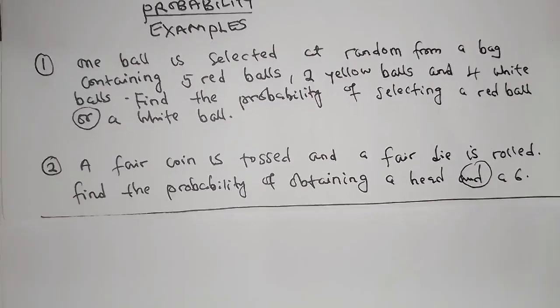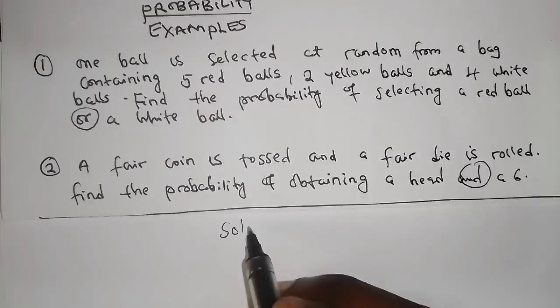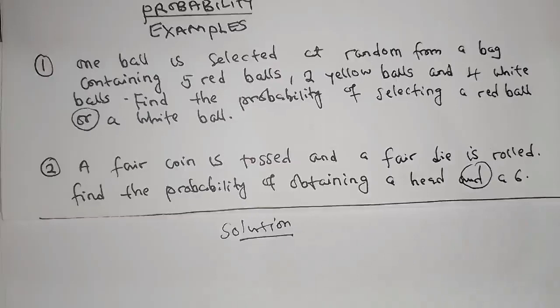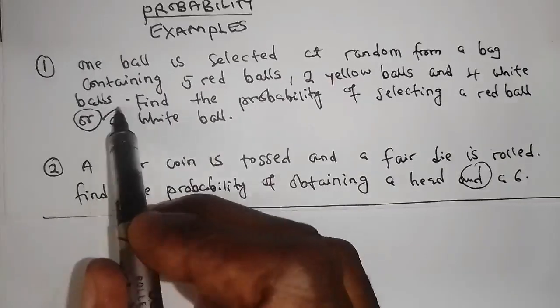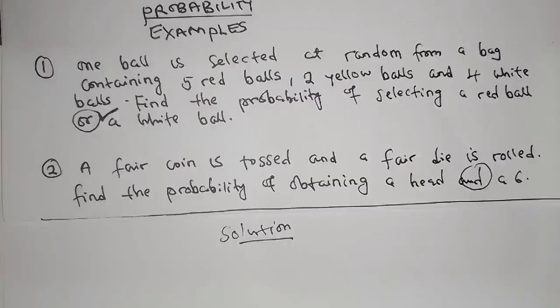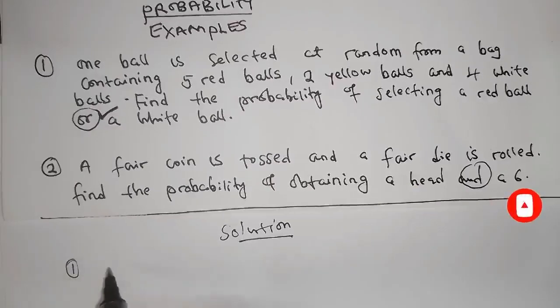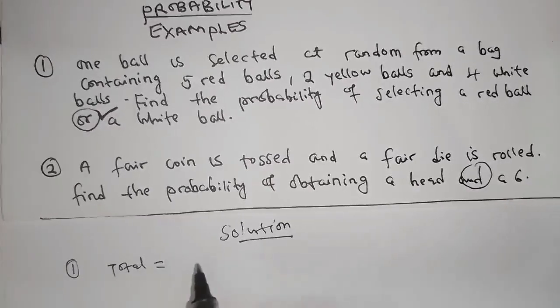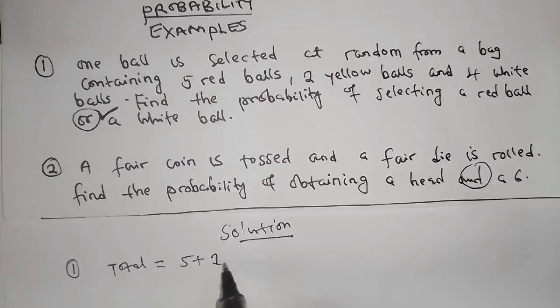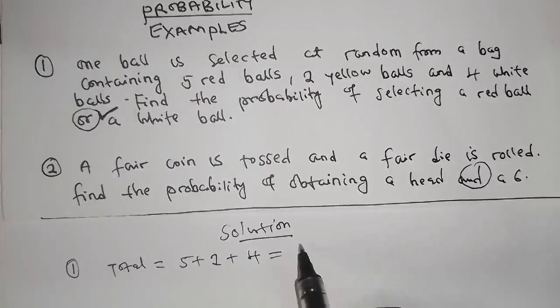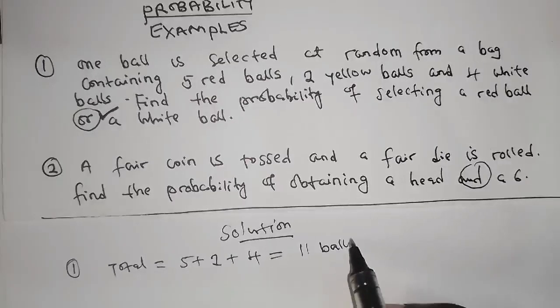Okay, so the most important thing to understand on question 1 is that when they use or, just know that to find the probabilities of different balls, we have to add the two. Once you do that, we are looking at mutually exclusive events. The first important thing is we have to find the total of the balls. So we say 5 plus 2 plus 4. This gives us 11 balls.